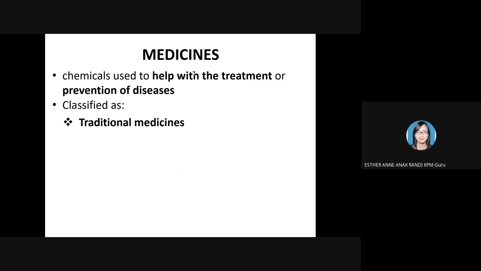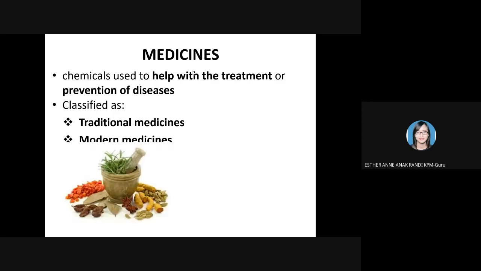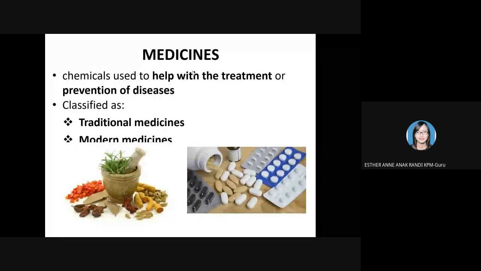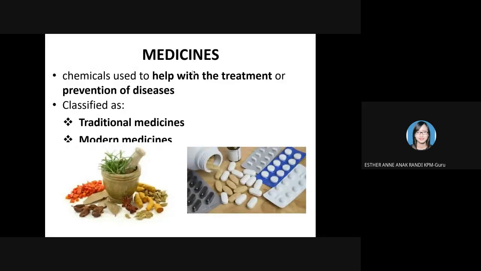So medicines, we have two types. One is traditional medicines, another one is modern medicines. So medicine ada dua, traditional, modern. Dalam traditional ada beberapa contoh. Okay, so these are the traditional ones, and these are the modern ones. Normally we found in the pharmacy, clinic, and so on.